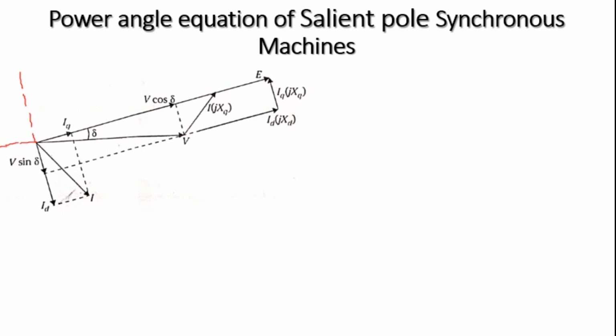One is along the D axis and the other along the Q axis. We already know that two axes exist in the case of a salient pole type of synchronous machine. This is the D axis, this is the Q axis. The current flowing along the D axis is ID, and along the quadrature axis is IQ. Combined together they become the resultant load current, which is lagging with respect to the voltage.